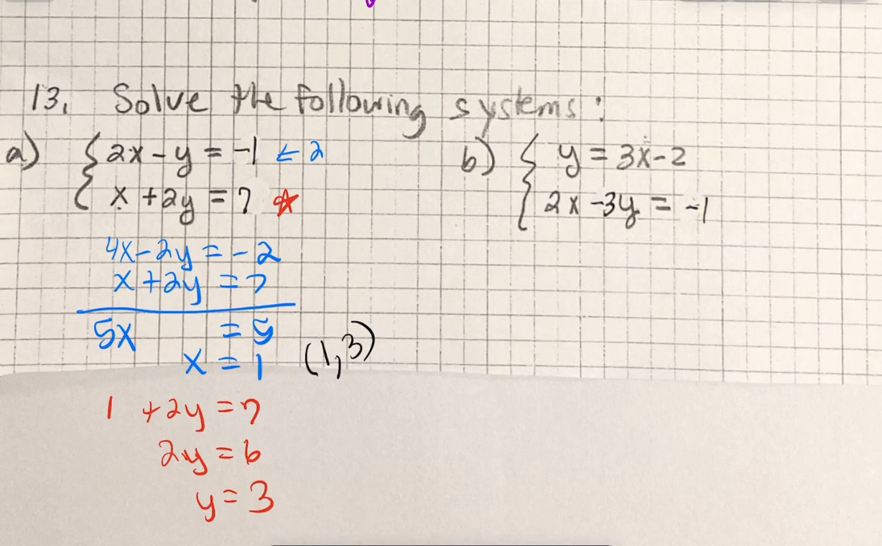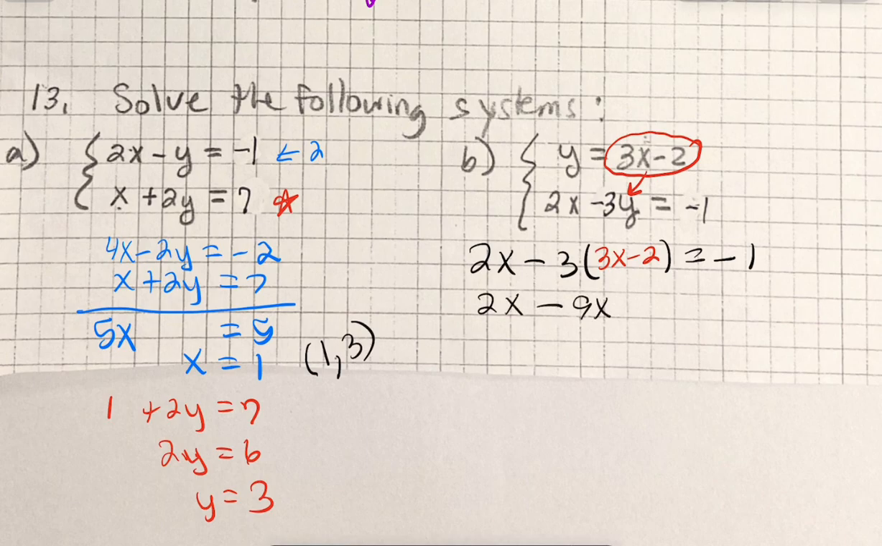Okay. Now B, it lends itself a little bit more towards substitution. Because this equation here says y equals, why not substitute that value into the second equation where you see y? So let's write the second equation. I'm going to put a parenthesis where the y was, and I'm going to put what the first equation said y was equal to. It said it was 3x minus 2. So now I'm going to distribute. So we get 2x minus 9x plus 6 equals negative 1.